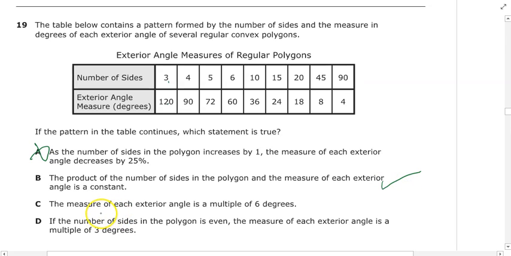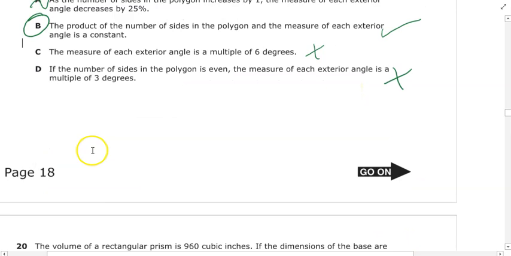Choice C, just to check this one to make sure: the measure of each exterior angle is a multiple of 6 degrees. That's not true. 8 is not a multiple of 6. The rest of them actually do happen to be from here forward, but these two are not a multiple of 6, so that one's not true for all of them. If the number of sides in the polygon is even, the measure of each exterior angle is a multiple of 3. So is that true? If it's an even number, the measure of each exterior angle is a multiple of 3? No, that's not a multiple of 3. That's an even number. So this one's also not true. So definitely going to be answer choice B on that one.